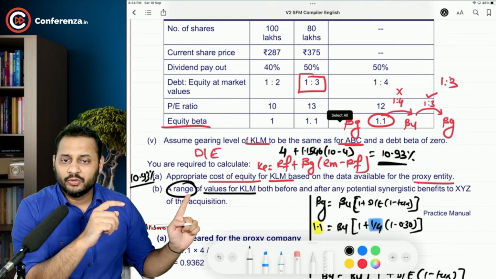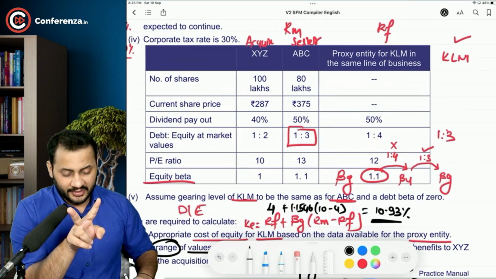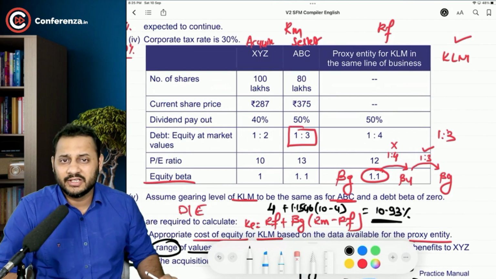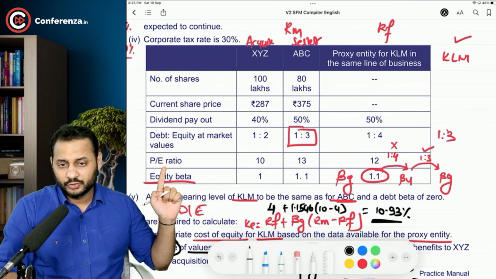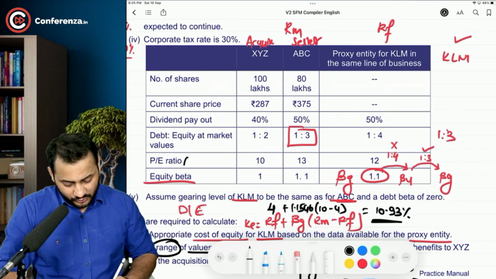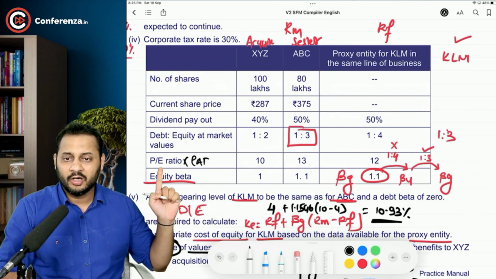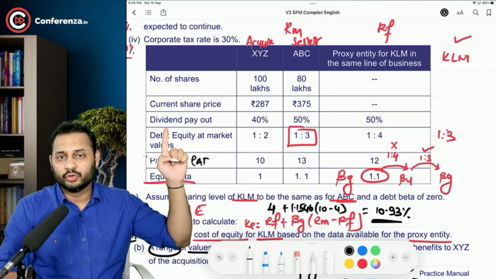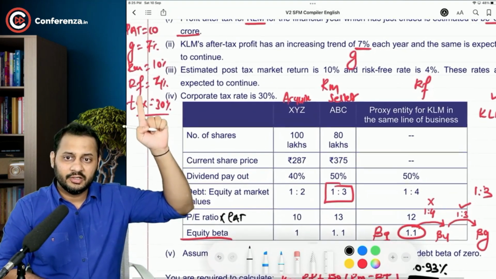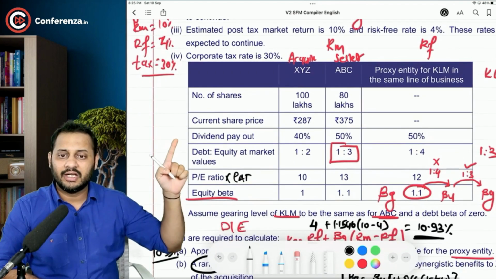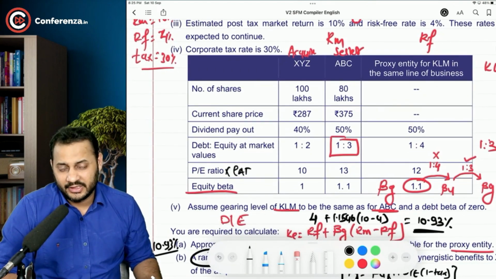So we have to calculate values on the basis of two different bases. Let's find out the basis. What type of basis can we use to calculate? We can use the PE ratio model to calculate the value. PE ratio multiplied by profit after taxes will give you the market value of KLM. Again, we can use the dividend growth model because we have the cost of equity, we have the growth rate here, 7%, and we have the dividend payout ratio as well. So we can use that.